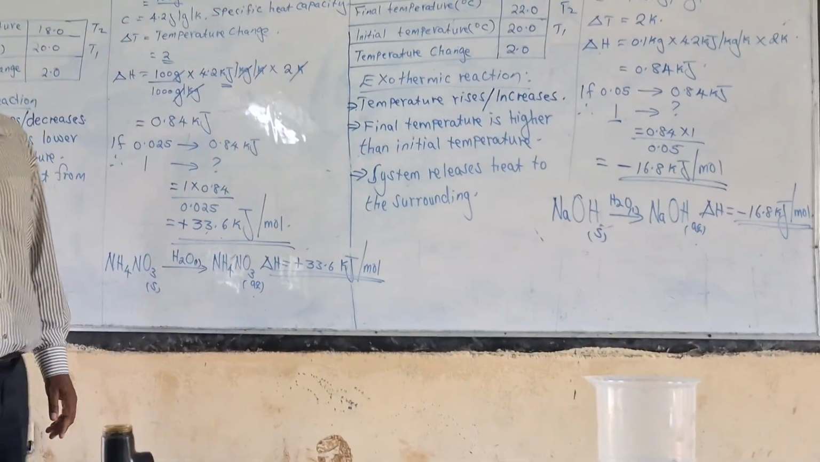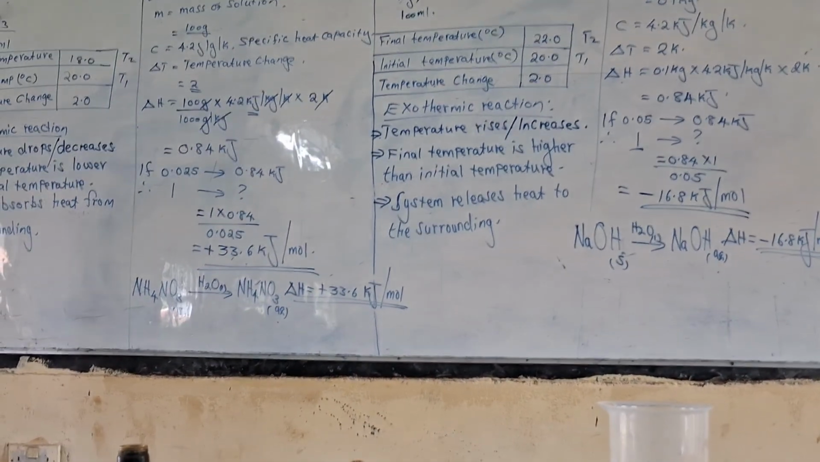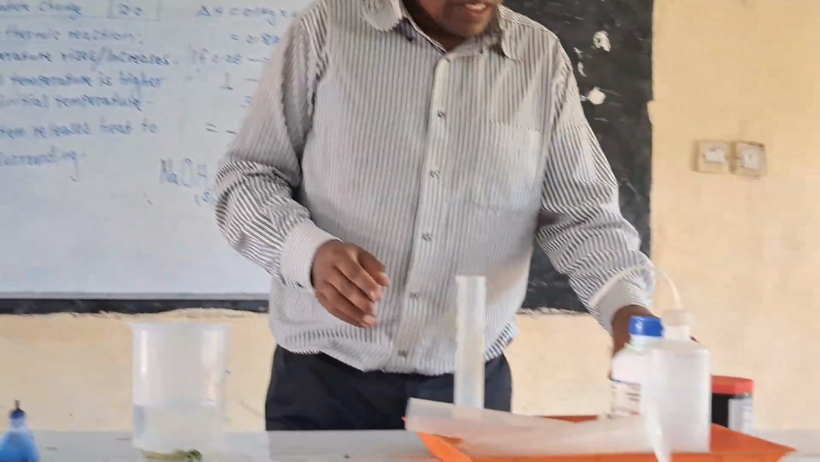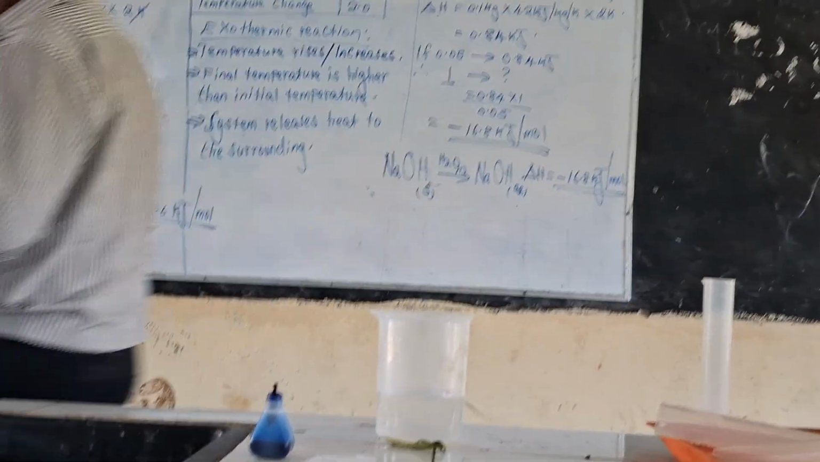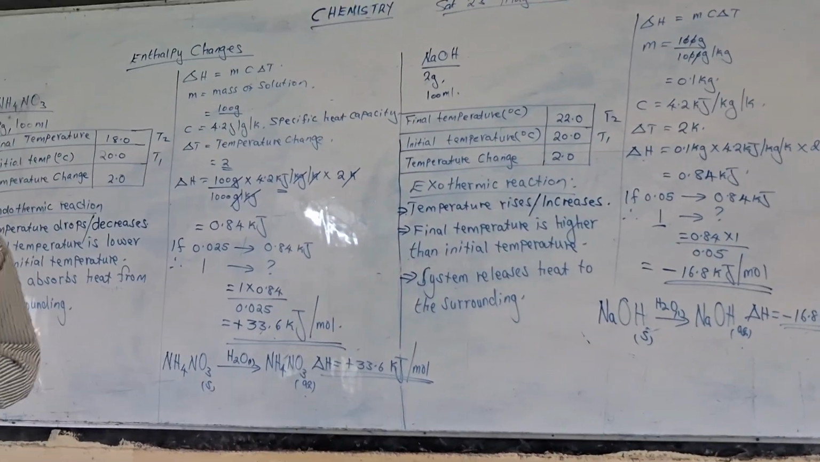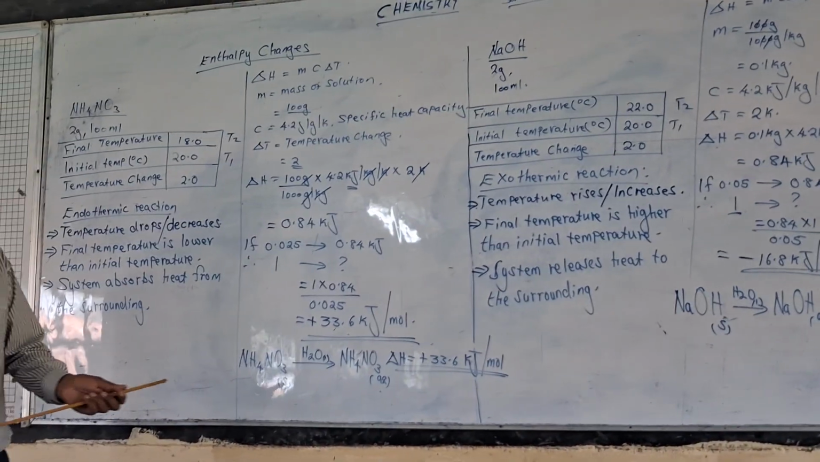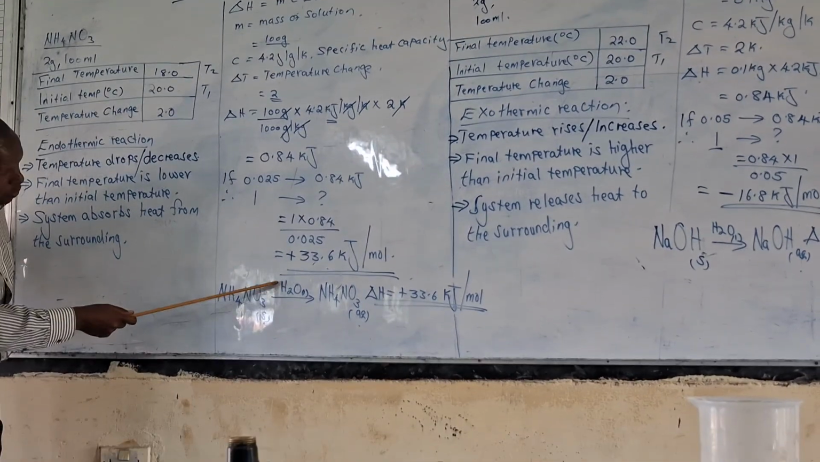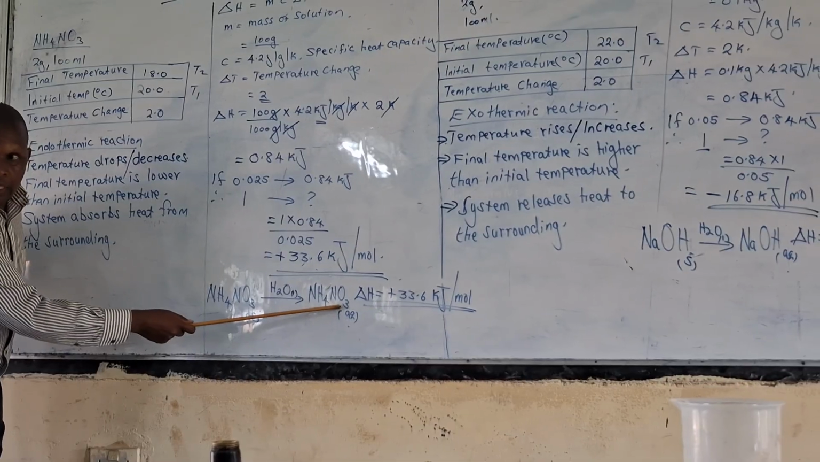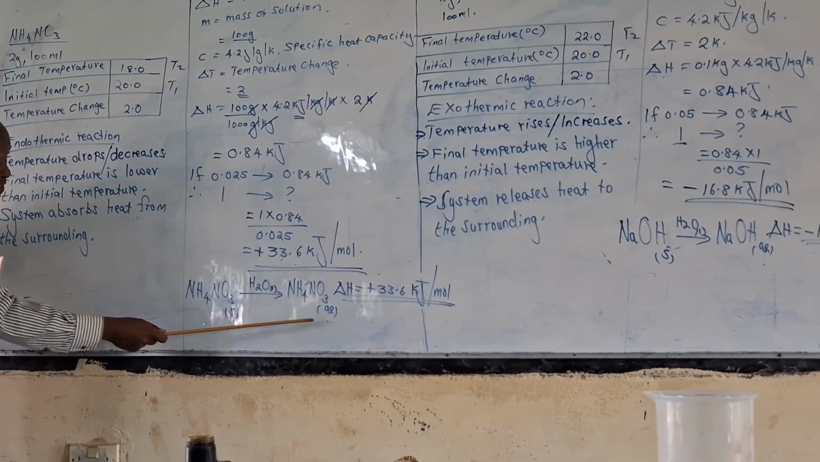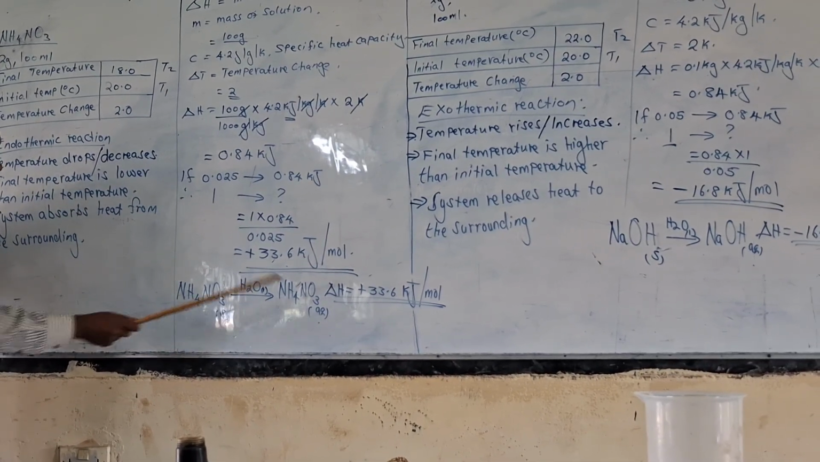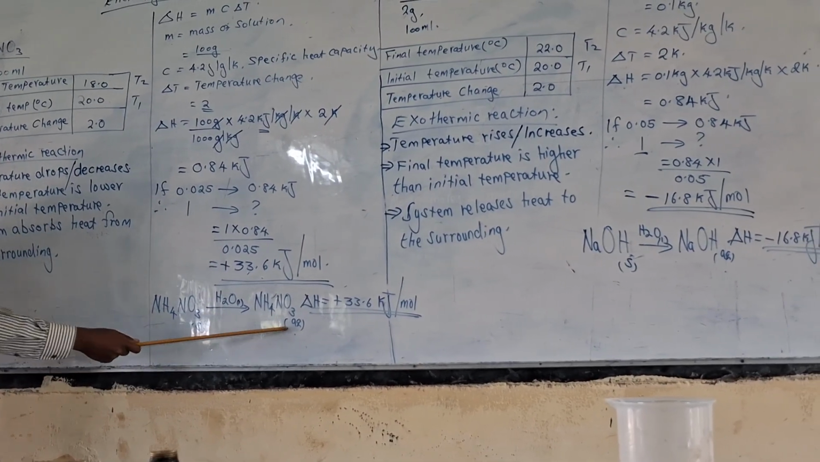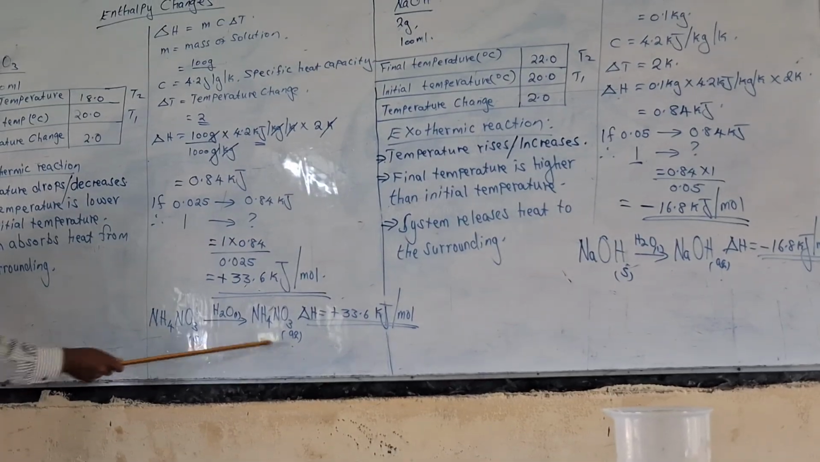Have you got that? Now, I want us to learn about this system. What is the system? We have said the system is the reactants and the products in a reaction. So we are having this one. Ammonium nitrate is reacting with water to give us ammonium nitrate solution. This was a solid and this one is what? A solution. So what is the system? Ammonium nitrate solid and ammonium nitrate solution. This is now what makes up the system.